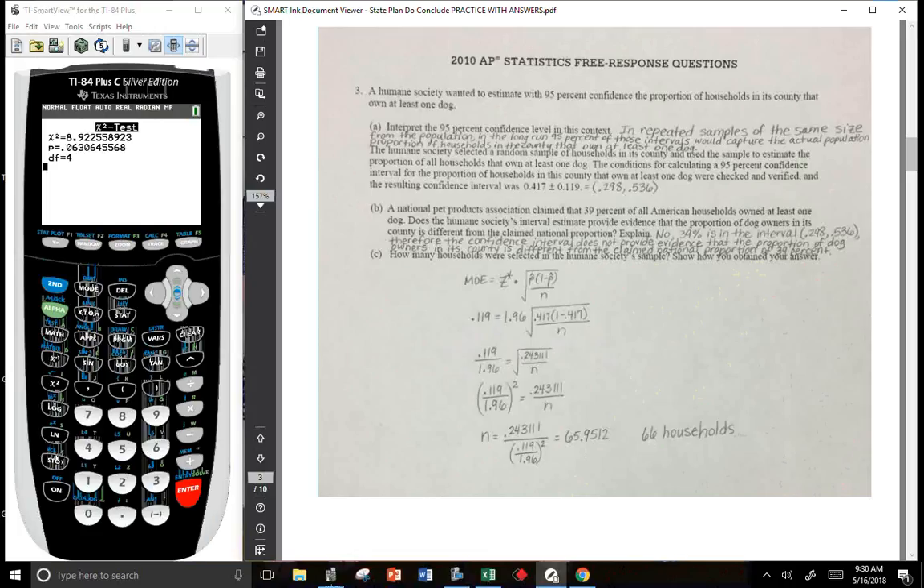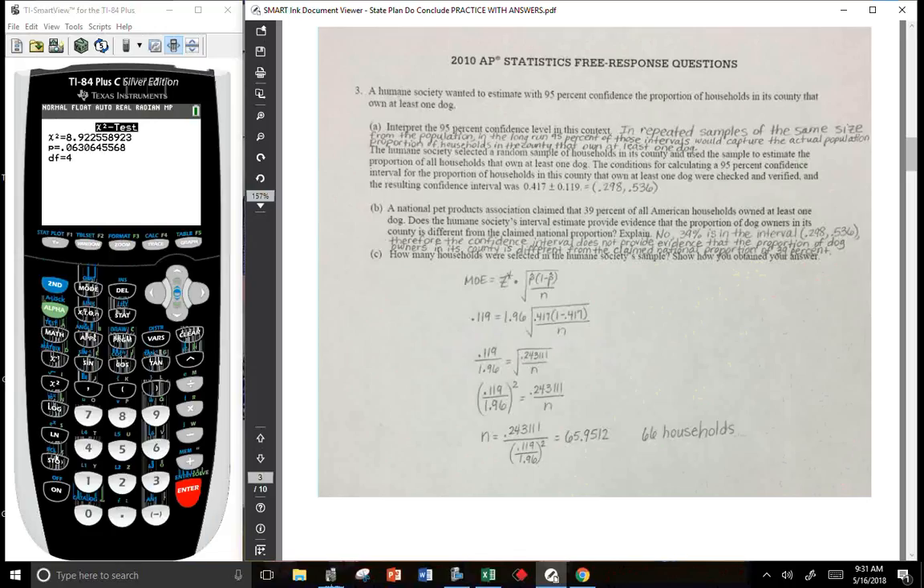Okay. The Humane Society selected a random sample of households in its county and used the sample to estimate the proportion of all households that own at least one dog. The conditions for calculating a 95% confidence interval for the proportion of households in this county that own at least one dog were checked and verified. So I don't have to list all the conditions. Y'all catch that? And the resulting confidence interval was this plus or minus this. Okay, 0.417 is our point estimate. What is it also for this problem? It's not b for slope, so what is it? It's p-hat, our sample proportion, yes?